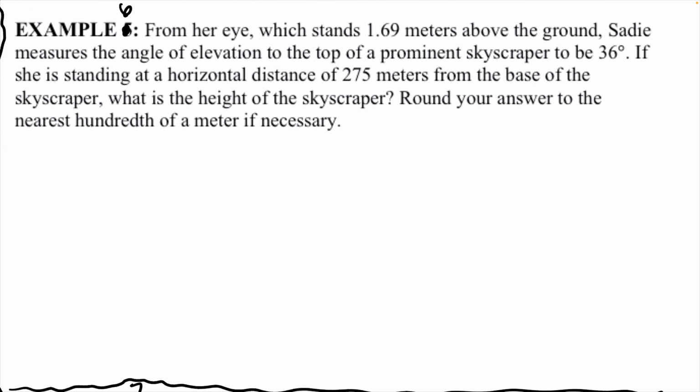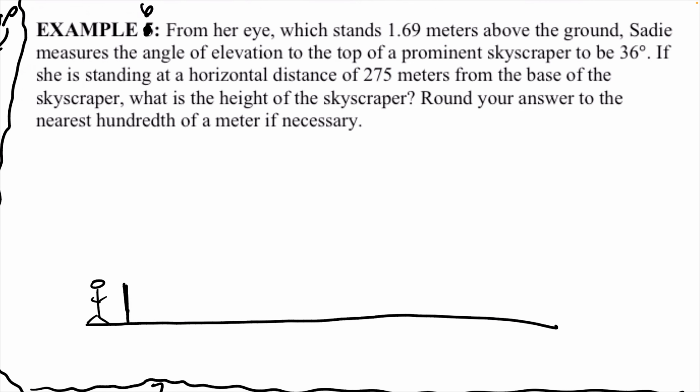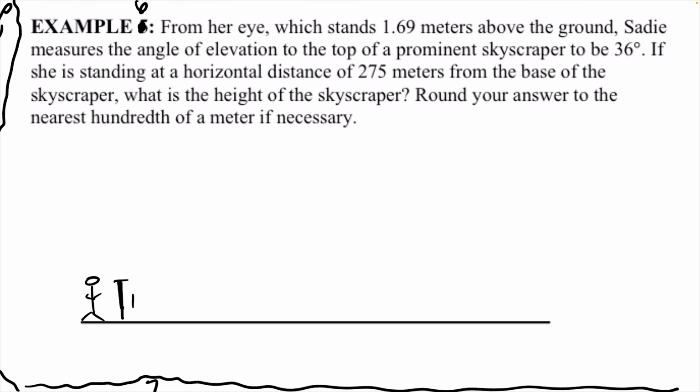So let me draw a picture of her. So here she is. I'm just going to use stick figures because that's all I can do. Her eyes, and then here's the ground. Let me draw the ground too. Her eyes are 1.69 meters above the ground. Okay, it's from her eyes. That's the first sentence, or before the first line.